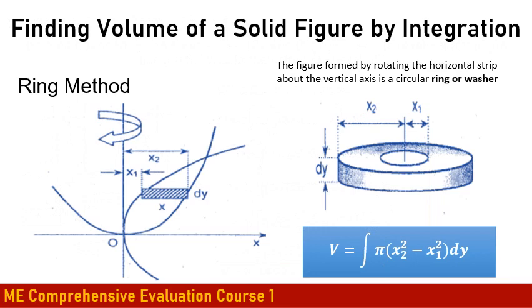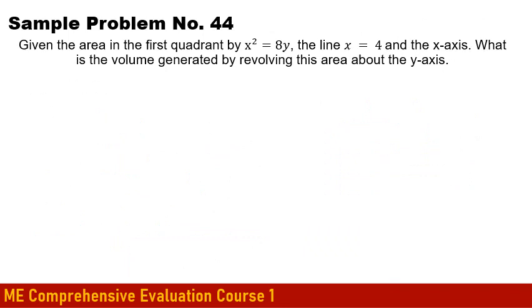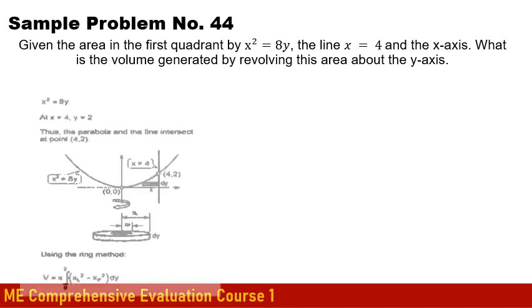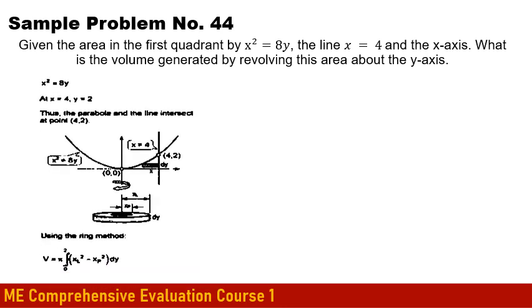Then we have the ring method. We'll use this formula if the volume that we will generate is a ring, a ring with radii of x sub 1 and x sub 2, and the thickness is dy. We have the given area in the first quadrant bounded by x squared equals 8y, the line x equals 4, and the x-axis. And we're going to get the volume generated by revolving the area about the y-axis. So we have this form here.